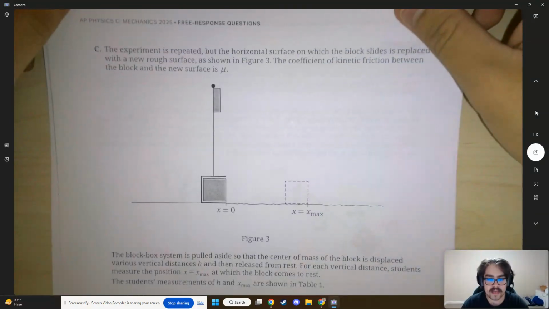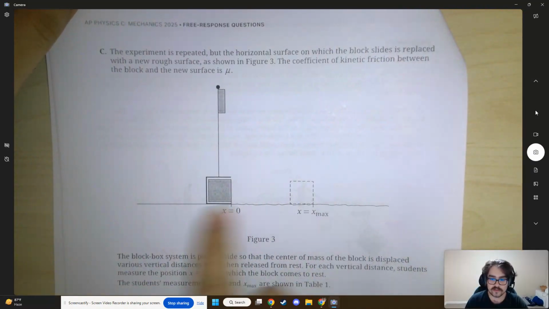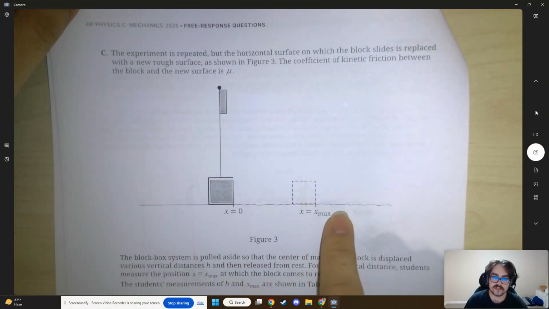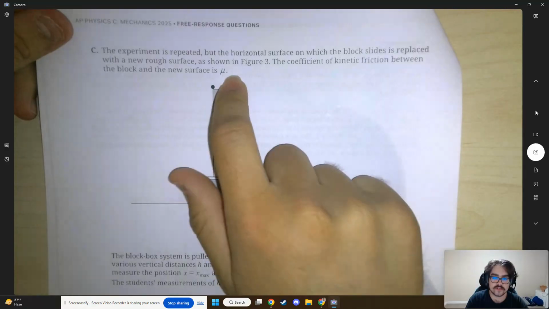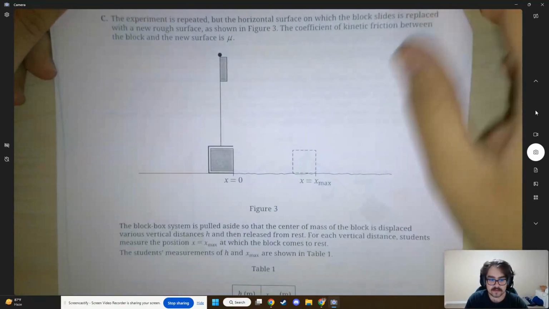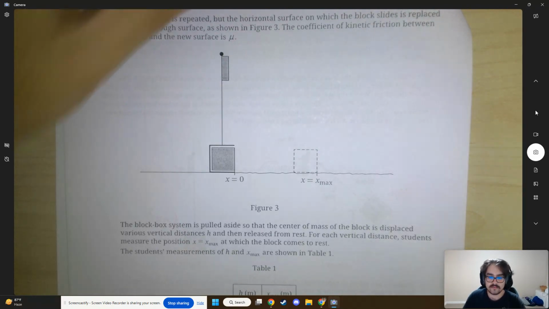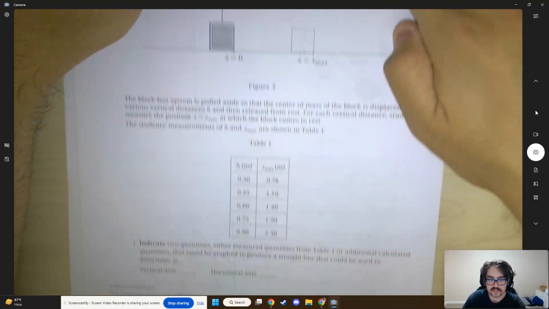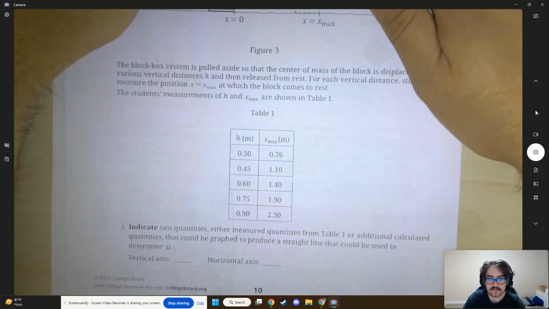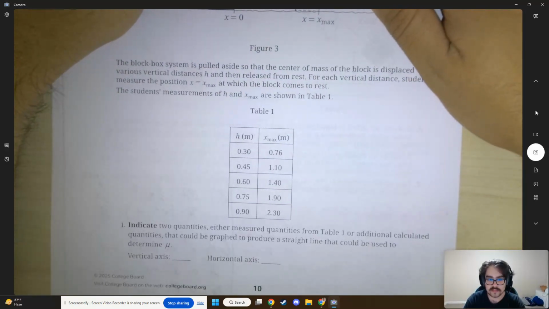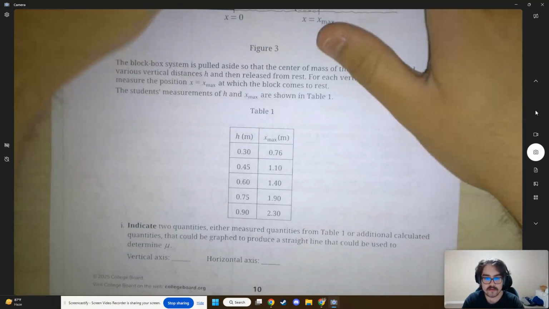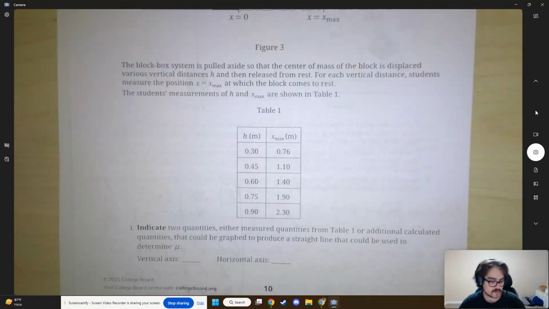Experiment's repeated, but now there is rough friction. Okay, there's friction here, right? They give you a coefficient of friction, which is mu. The block box system is pulled aside so that the center of mass of the block is displaced various vertical distances h and released from rest. For each vertical distance, the students measure the position h max at which the block comes to rest. Okay, so I guess they lost their motion sensor. Maybe they were playing around with it too much and they got their motion sensor privileges revoked.